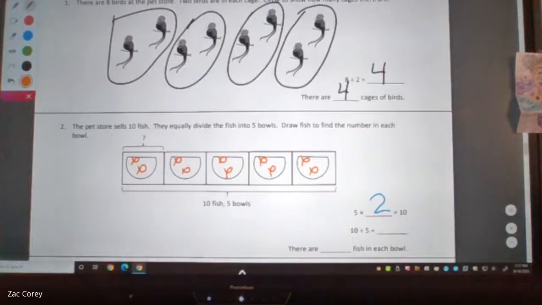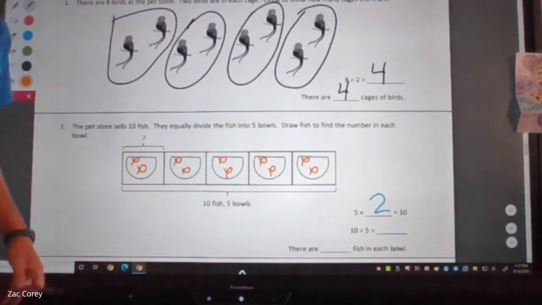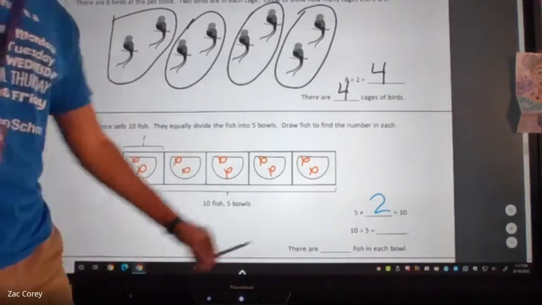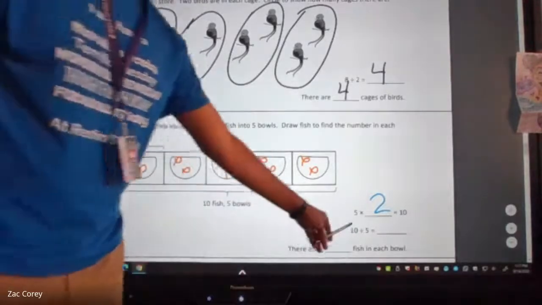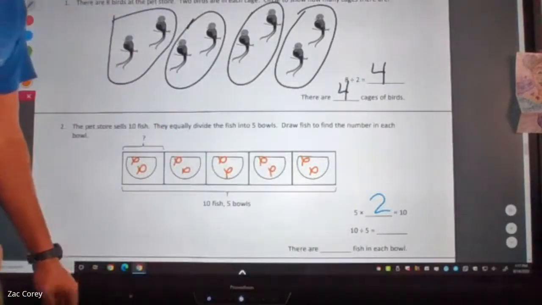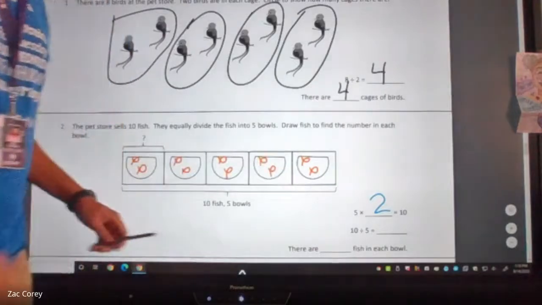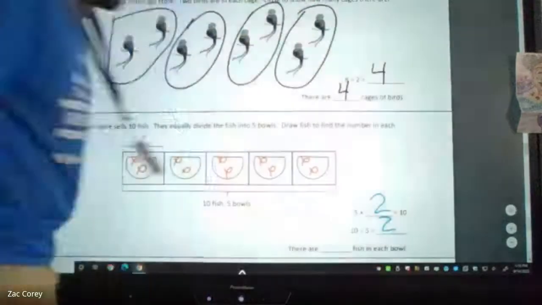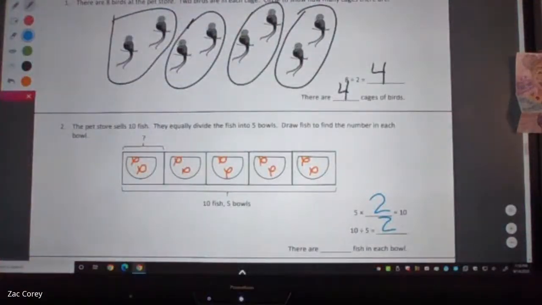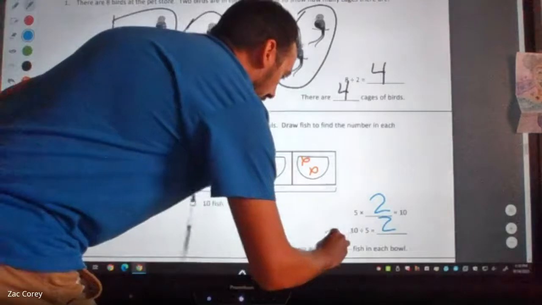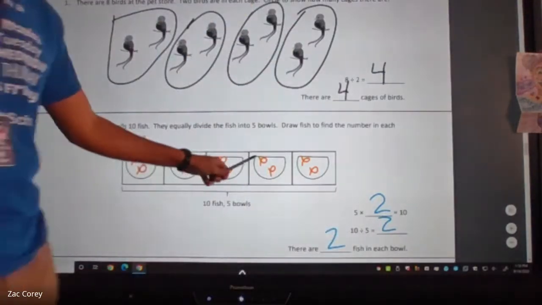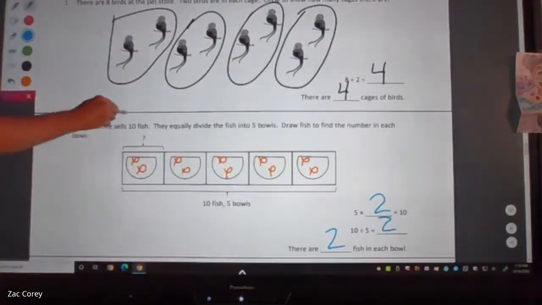All right. So 10 divided by 5 equals blank. Because remember division, we always have to have the total number of whatever we're talking about first, and then we divide it into different groups. So we have 10 total fish divided into 5 bowls. So 1, 2, 3, 4, 5 bowls, and that tells us we have 2 fish in each. So there are 2 fish in each bowl. Just to double check that you did it right, you can count your fish. 1, 2, 3, 4, 5, 6, 7, 8, 9, 10. So that's it. Right amount of fish.